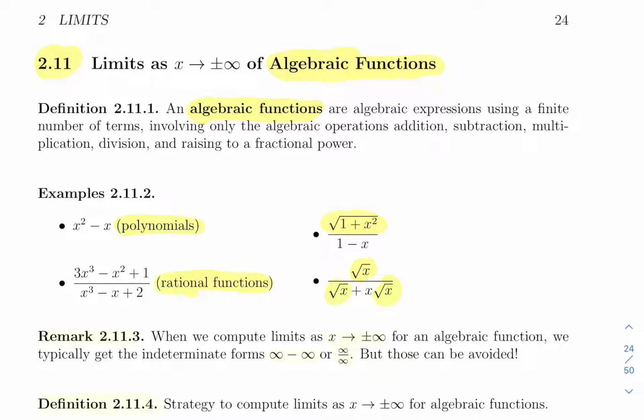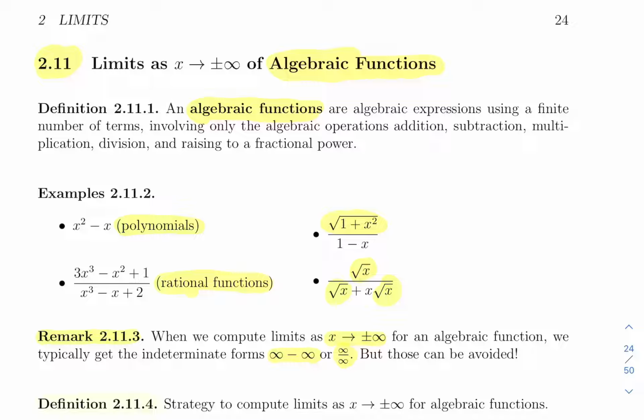So when you are computing limits, big remark here: when you compute limits going to plus or minus infinity, typically what will happen is you're going to get this bad infinity minus infinity or infinity over infinity, but this can be avoided.